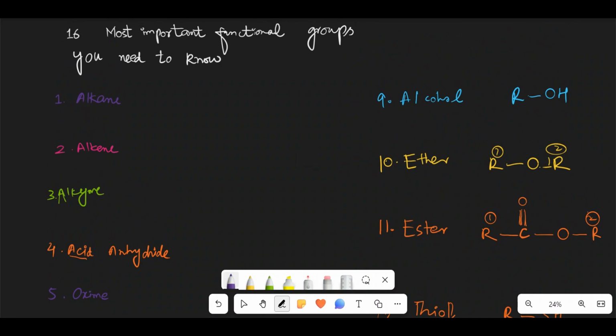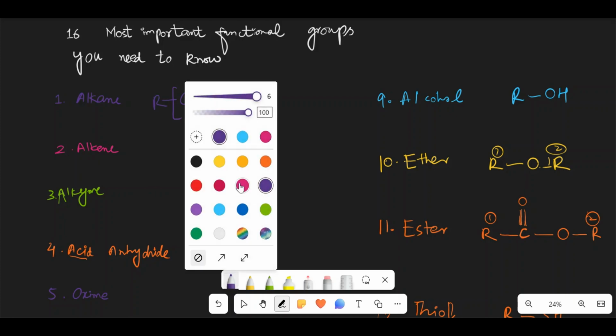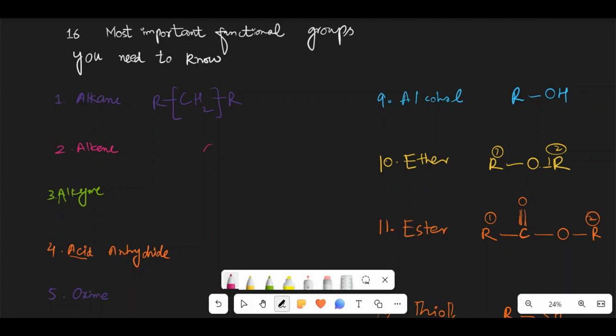Alkene has one carbon attached with two hydrogen atoms, and on both sides of it there is an R group attached. This is very simple. You know that alkene has a double bond between two adjacent carbon atoms, and on both sides of the carbon atoms there could be R groups attached.